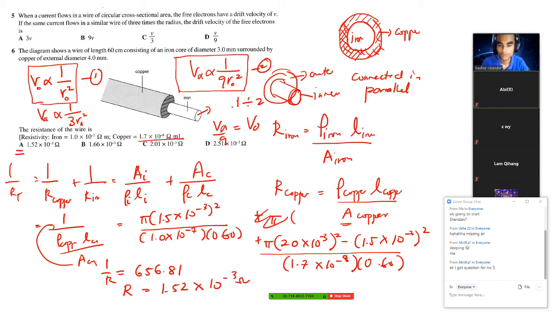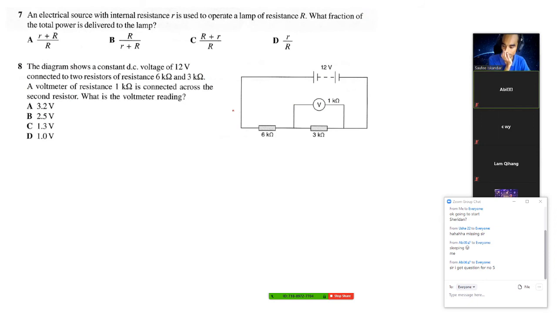So next one. Okay, this is question number 7. Total electrical power, sorry. An electrical power source with internal resistance r is used to power a lamp of resistance R. What fraction of the total power is delivered to the lamp?